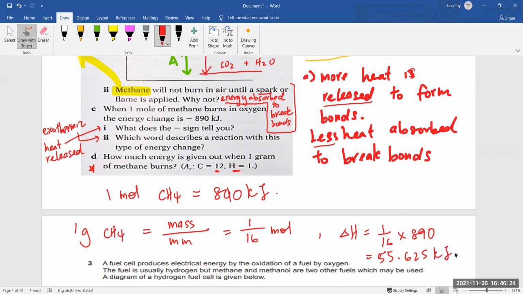55.625 kilojoules. So the energy change represents how much energy is in 1 mole. All you need to do is change the grams to moles, and then you can find the answer. Do you get it? We did a similar question last week, I think. A very similar question like this we did last week.